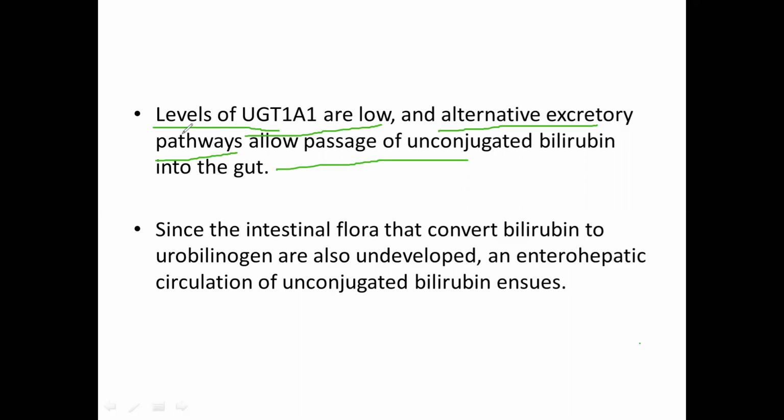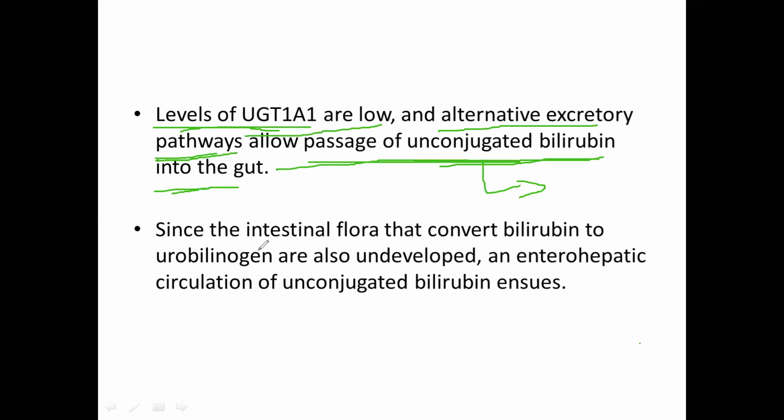But in neonates, what is happening? The liver is underdeveloped, levels of UGT1A1 are low, and because of this, alternate pathways are created which allow the passage of unconjugated bilirubin into the gut. That means it is bypassing the liver, and there is no conjugation of bilirubin in the liver. So only unconjugated bilirubin will get into the gut.